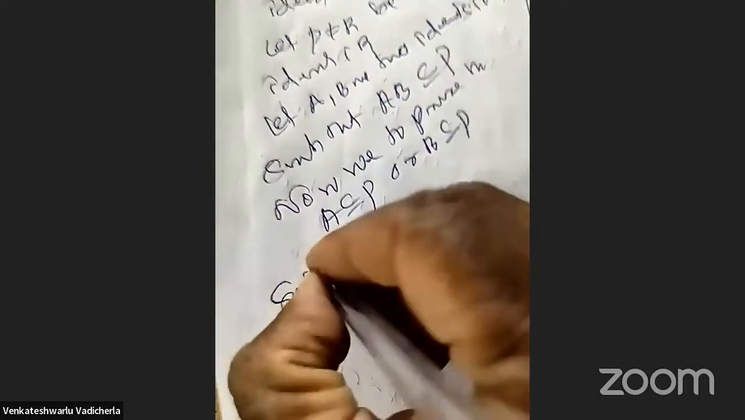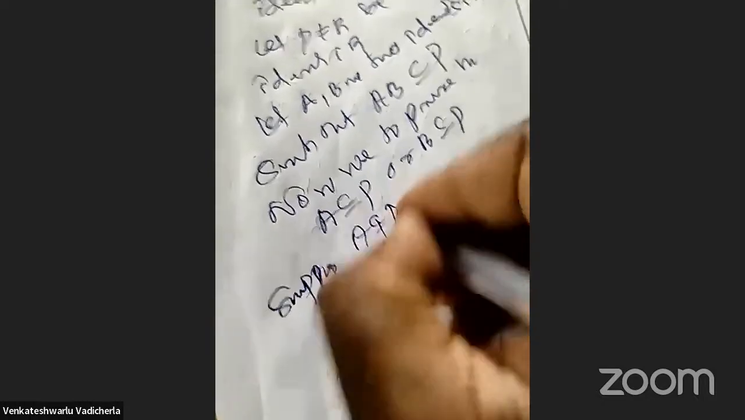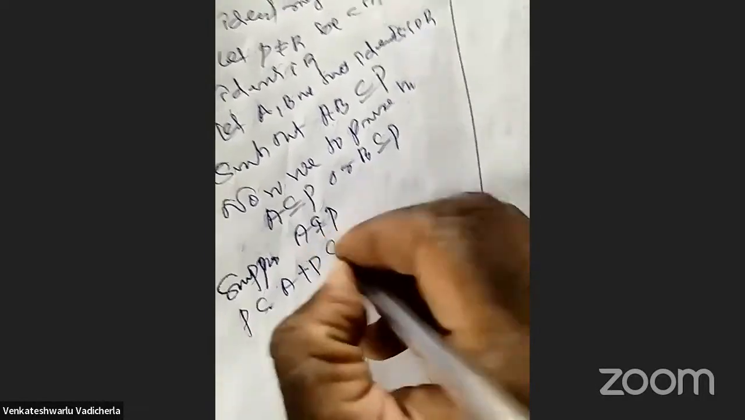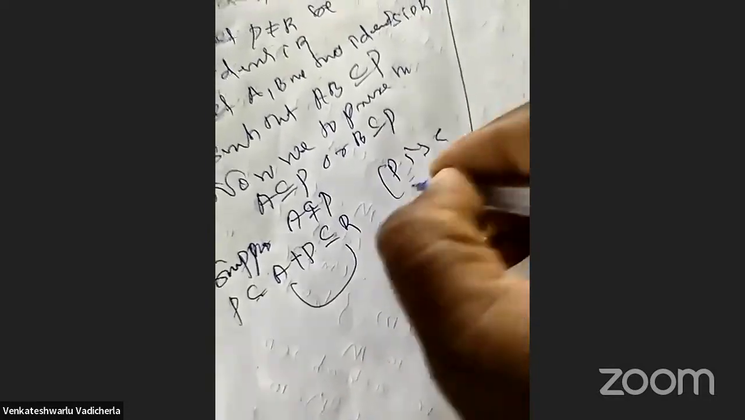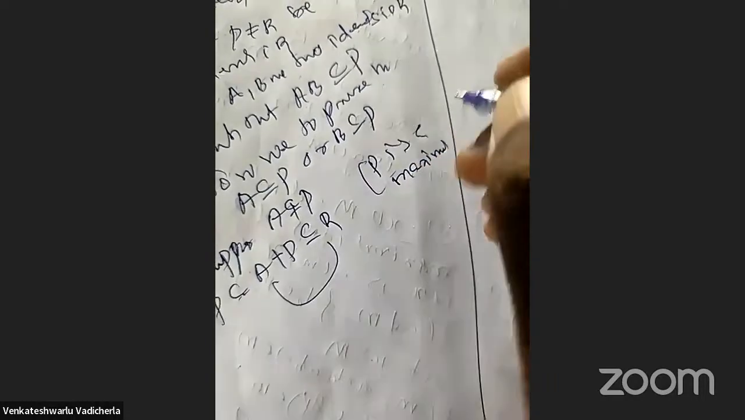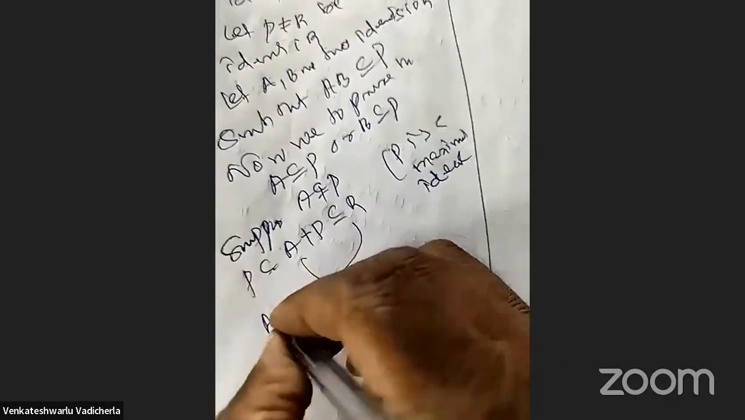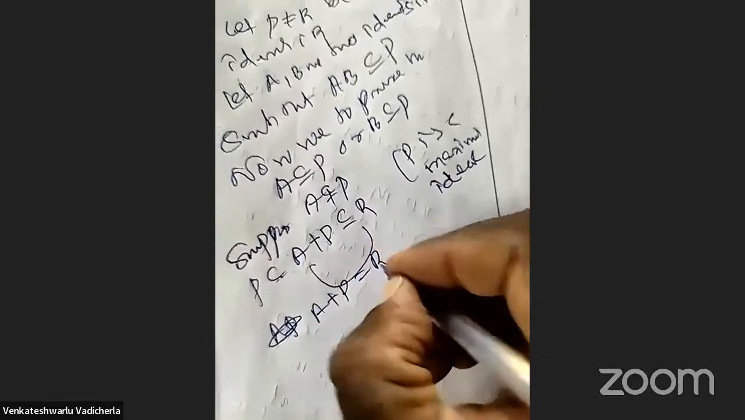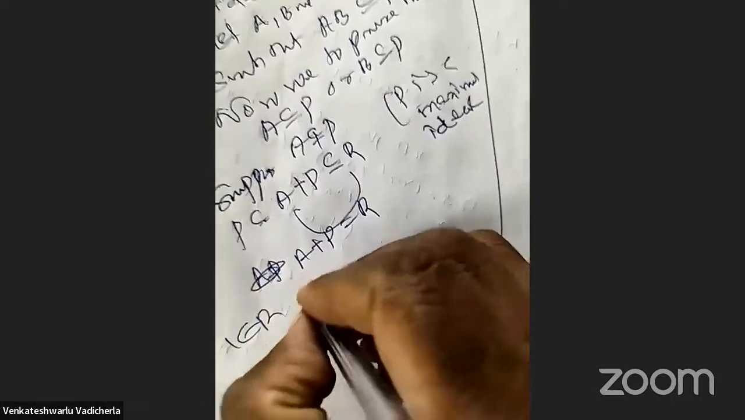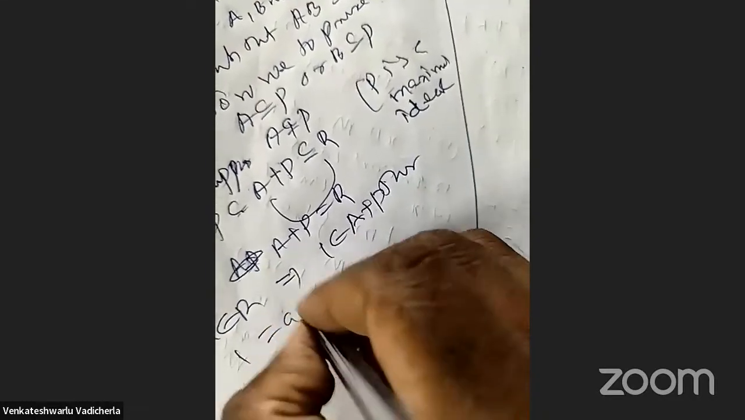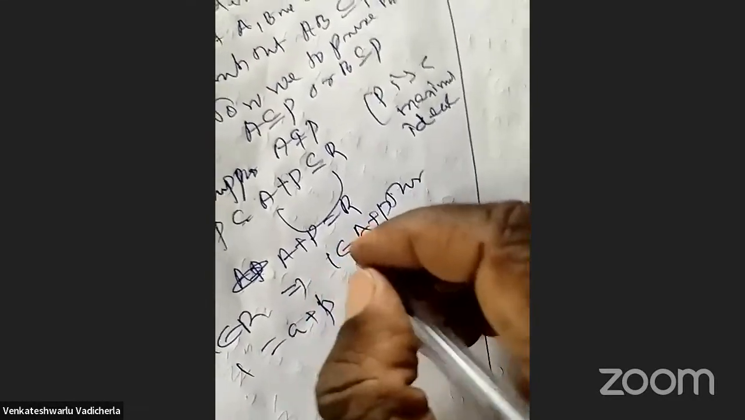So suppose A is not a subset or equal to P. So P is a subset of A plus P, which is a subset or equal to R. Therefore, since P is a maximal ideal, A plus P is equal to R. So 1 belongs to R, which implies 1 belongs to A plus P. Then 1 is equal to small a plus small p.